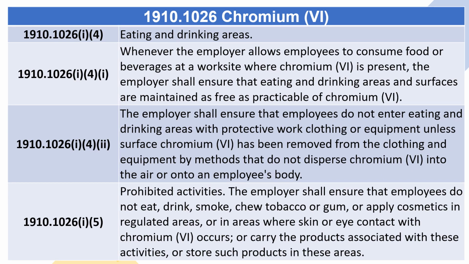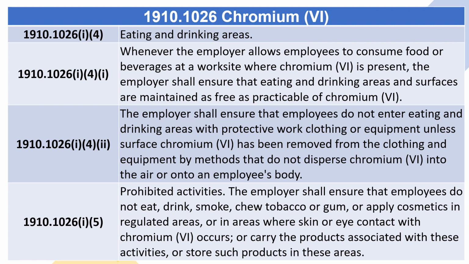1910.1026(i)(4) Eating and drinking areas. 1910.1026(i)(4)(i) Whenever the employer allows employees to consume food or beverages at a worksite where chromium (VI) is present, the employer shall ensure that eating and drinking areas and surfaces are maintained as free as practicable of chromium (VI). 1910.1026(i)(4)(ii) The employer shall ensure that employees do not enter eating and drinking areas with protective work clothing or equipment unless surface chromium (VI) has been removed from the clothing and equipment by methods that do not disperse chromium (VI) into the air or onto an employee's body.